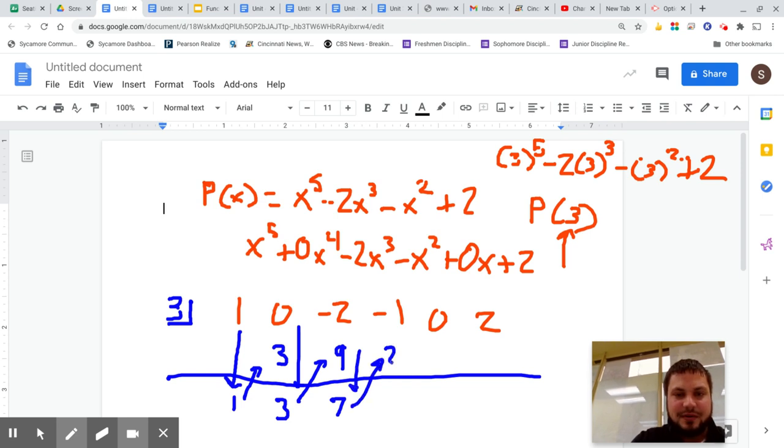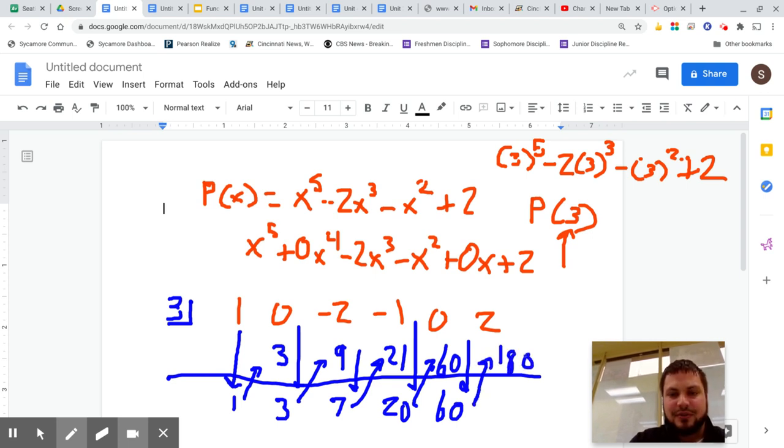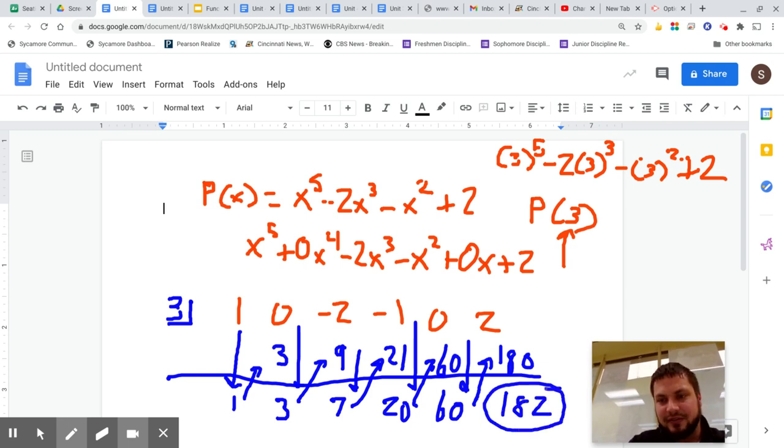3 times 7 is 21. Add to go down. 20 times 3 is 60. Add to go down. 3 times 60 is 180. 2 plus 180 is 182. That means that if you would plug a 3 in for x, the answer would be 182.